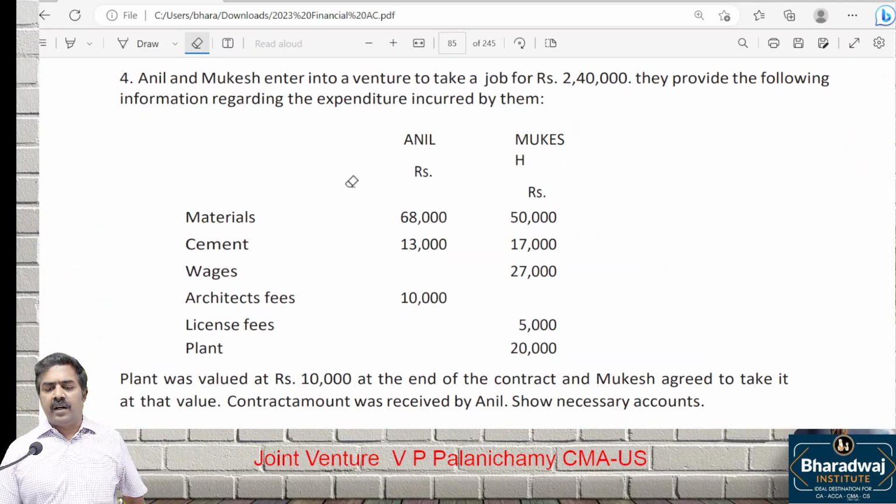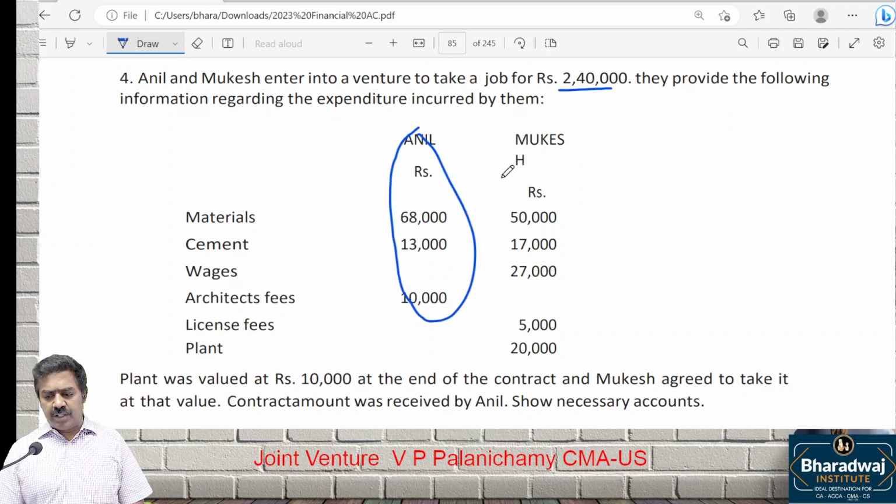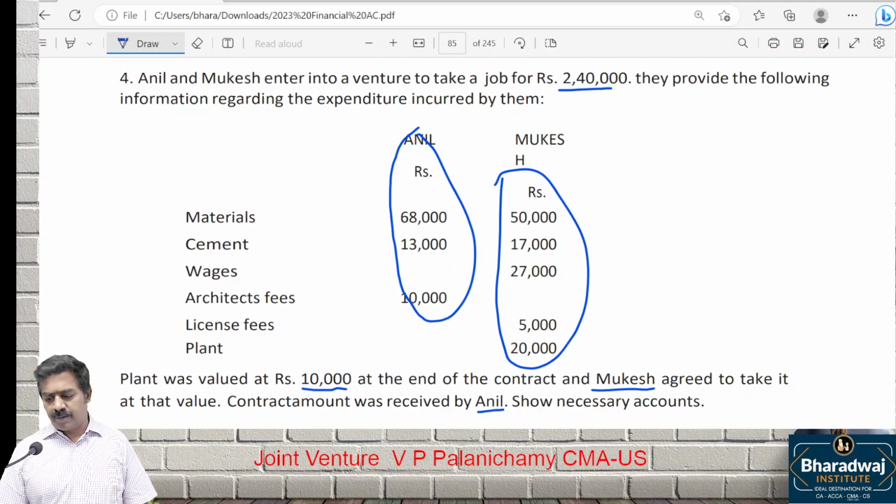Who are the parties? Anil and Mukesh. What is the job value? 2,40,000. Anil paid all these things and Mukesh paid all these things. Okay. Plant was 10,000 at the end of the contract. Who took over? Mukesh took over. The contract amount was received by Anil. Show necessary ledger accounts.